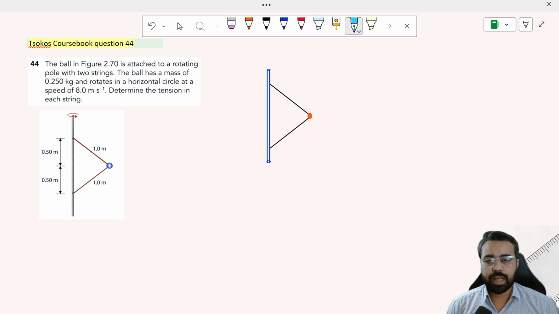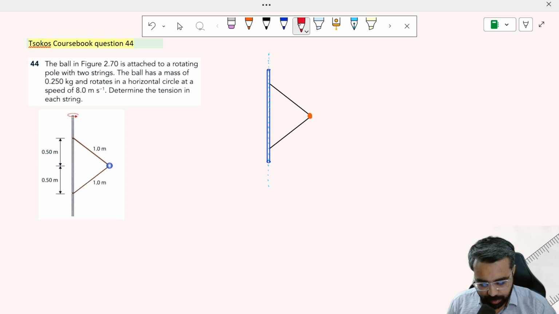This question is an IB exam style question about circular motion. As you see in the diagram, this is a pole and it is spinning about its axis of rotation. As I'm showing you, this is the imaginary axis of rotation around which it is moving counterclockwise with some angular speed.